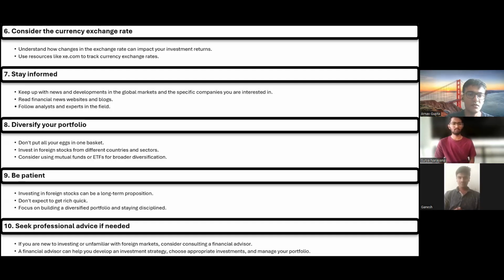Seventh, stay informed. Keep up with news and developments in the global market and the specific companies you are interested in. Read financial news websites and blogs. Follow analysts and experts in the field.